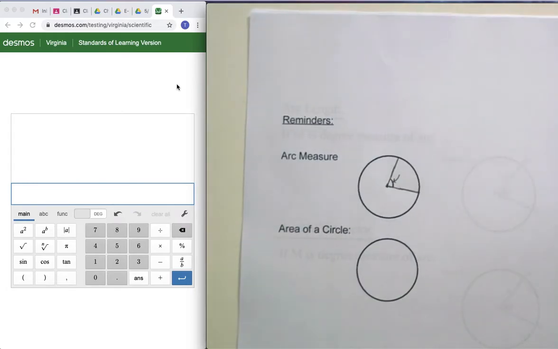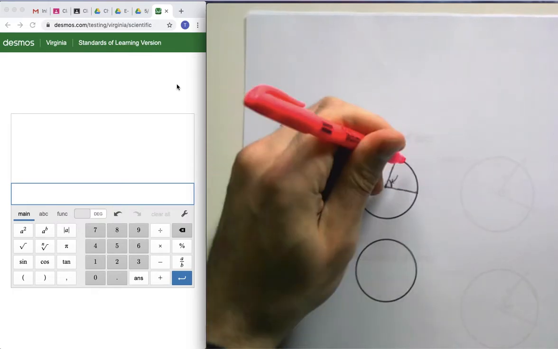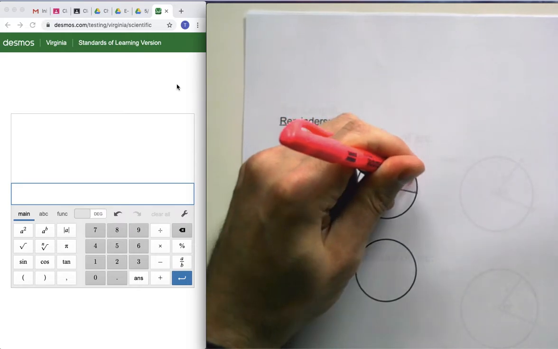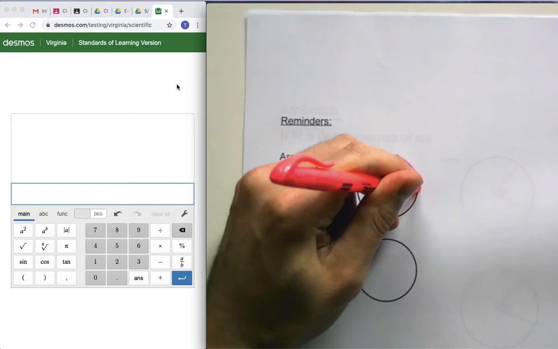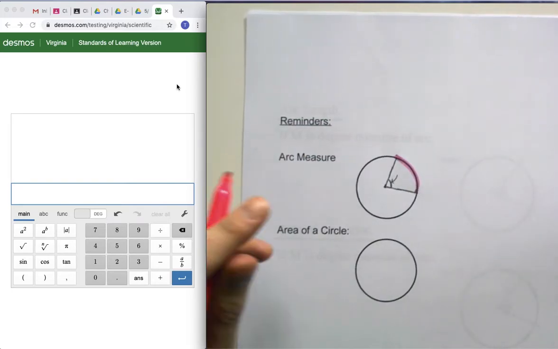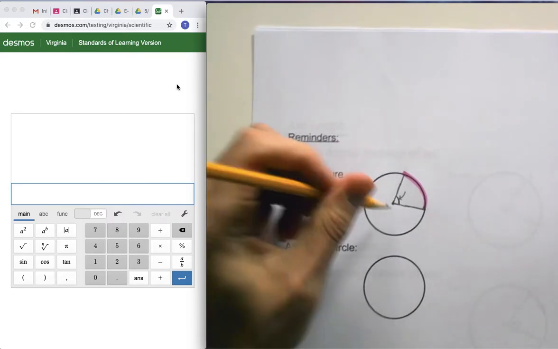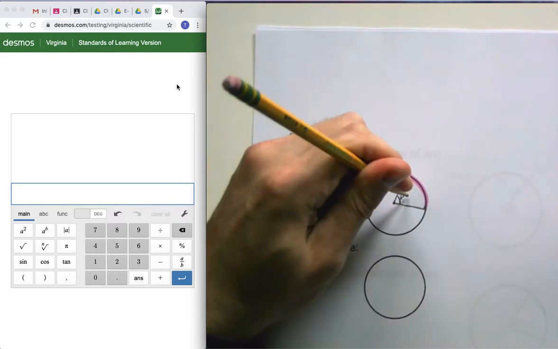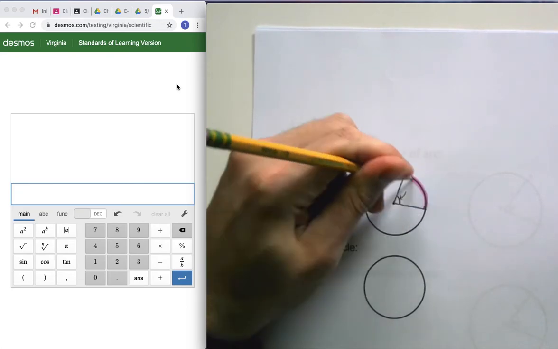That's a definition that hopefully you learned in the past. What we're going to find out today is, let's say we have this arc measure, how can we find the length of this arc? I'm not sure my pink highlighter is really showing up very well, but we're basically going to be finding the arc length today. So that's how it relates to arc measure. Arc measure is the angle. Arc length would be the length of this arc.